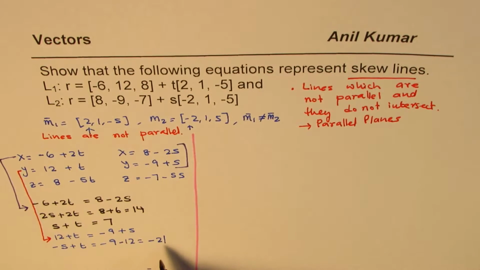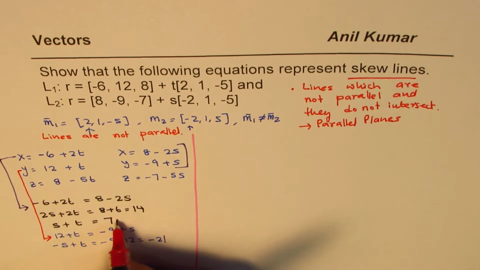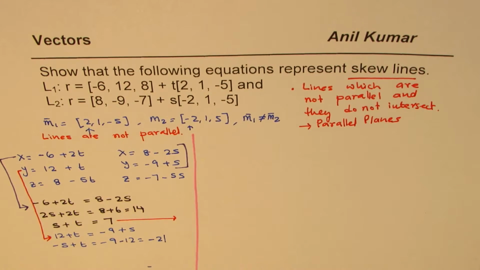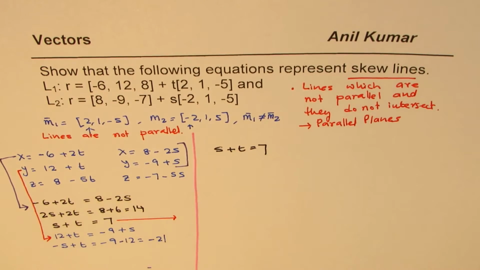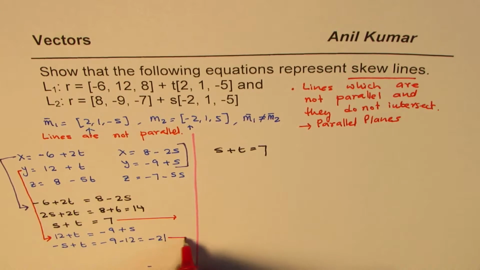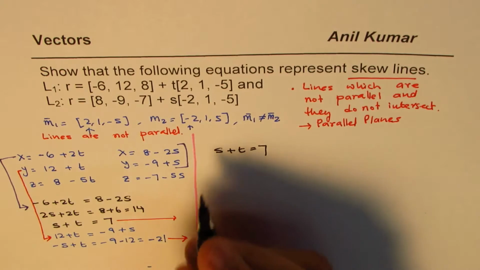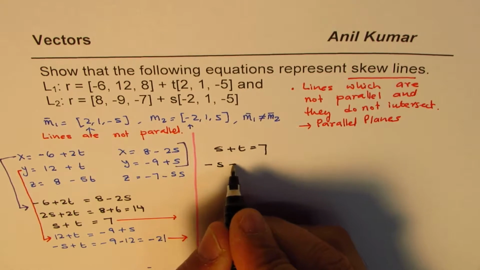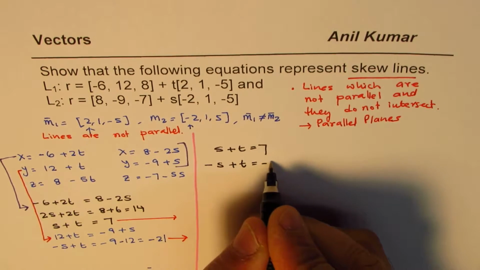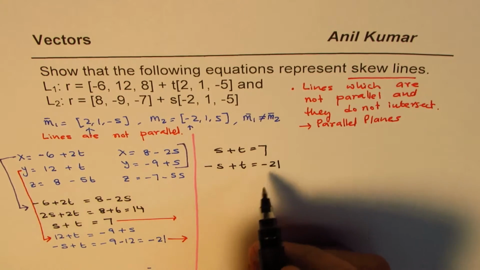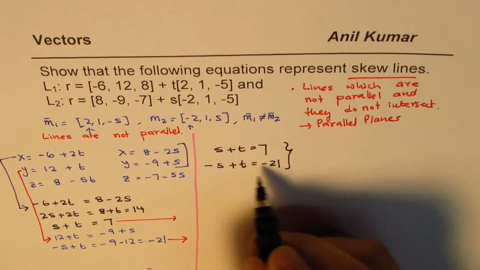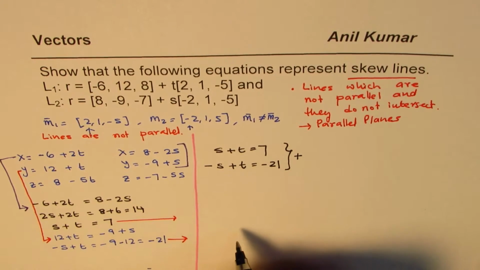So what we have here is the equations we are taking into consideration: s plus t equals 7, and the other one, minus s plus t equals minus 21, right? Now if I add these equations, what happens?